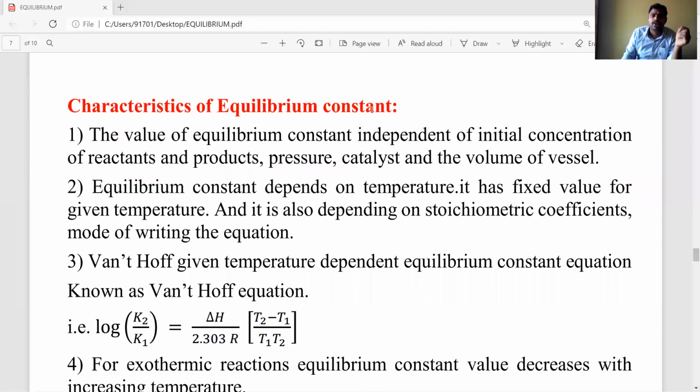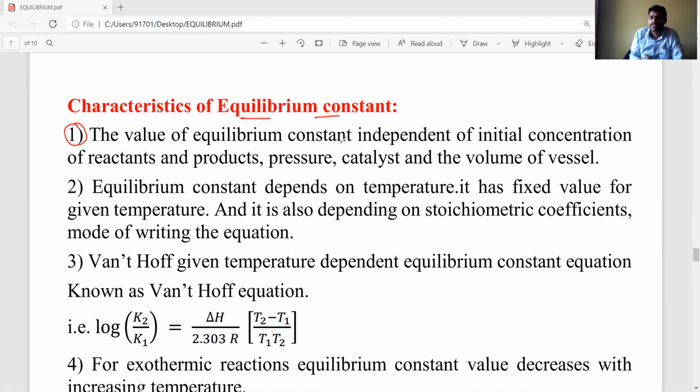Next, equilibrium constant. We have already studied that the equilibrium constant is expressed in terms of either Kp or Kc. So we need to discuss the characteristics of the equilibrium constant. What are the important characteristics of the equilibrium constant?